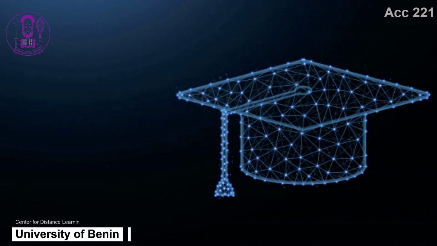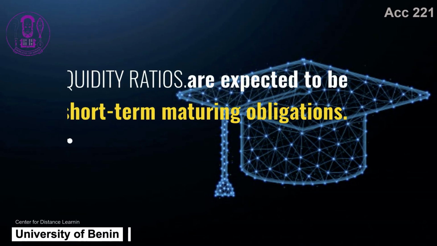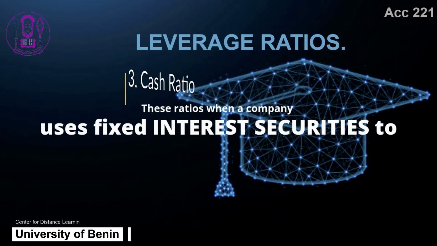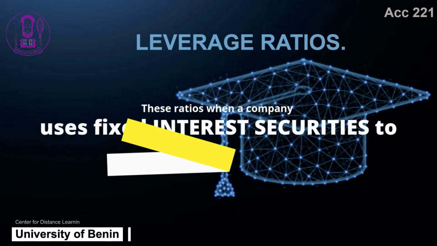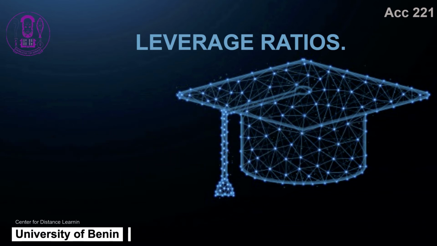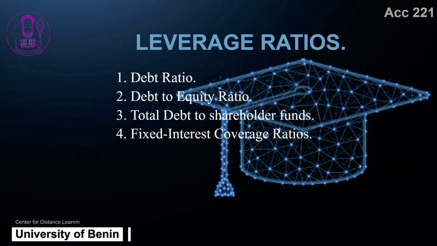Liquidity ratios. These measure a company's ability to meet financial obligations that are short-term maturing obligations. The following are some of the ratios in this classification. 1. Current ratio. 2. Quick assets ratio. 3. Cash ratio. Leverage ratios. These ratios are used when a company uses fixed interest securities to finance its operations. The following are some of the ratios in this category. 1. Debt ratio. 2. Debt to equity ratio. 3. Total debt to shareholder funds. 4. Fixed interest coverage ratios.